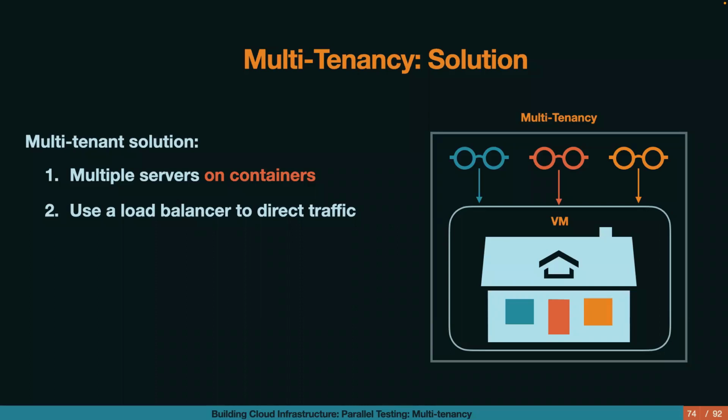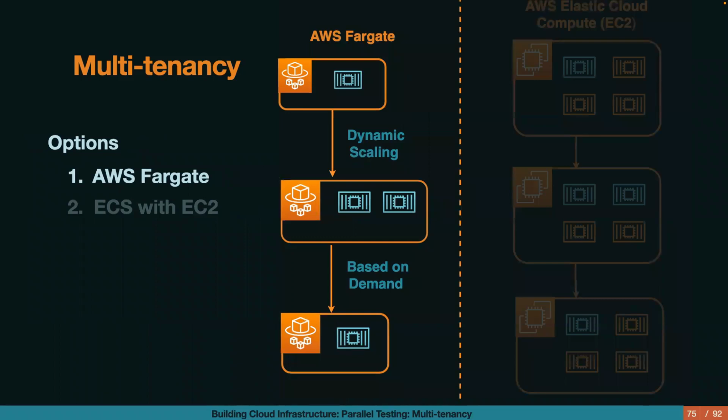We could implement the multi-tenant approach in two ways. We could use AWS Fargate, which is a serverless container service managed by AWS, or we could use Elastic Container Service with EC2. Let's consider Fargate. Fargate abstracts away the complexity of managing virtual machines. AWS dynamically scales the Fargate instance depending on the demand. But we found two main drawbacks to using Fargate.